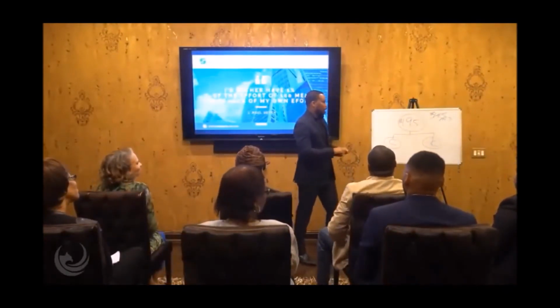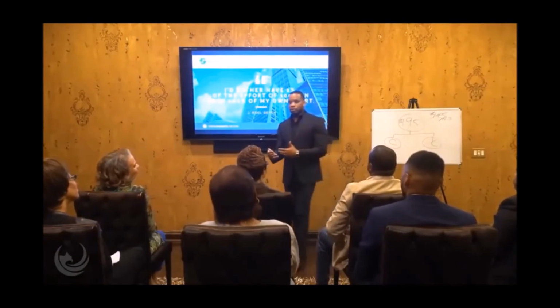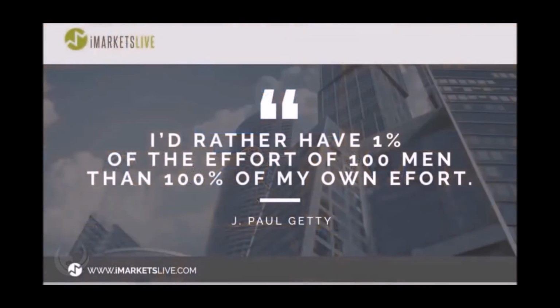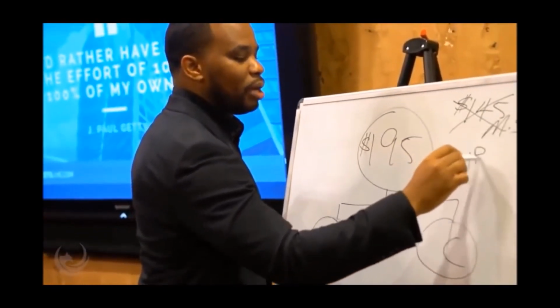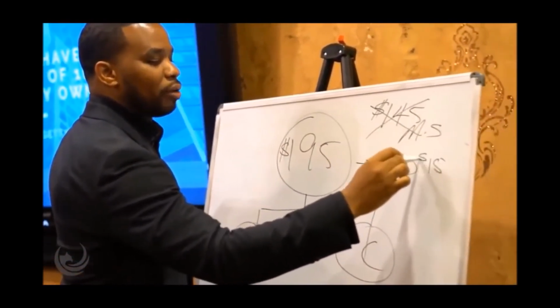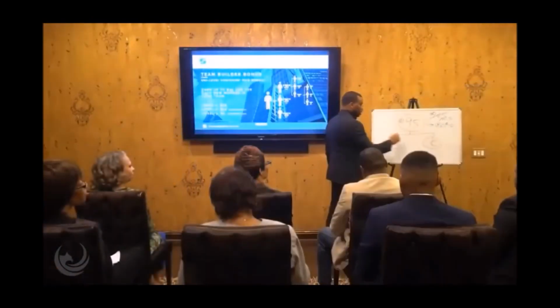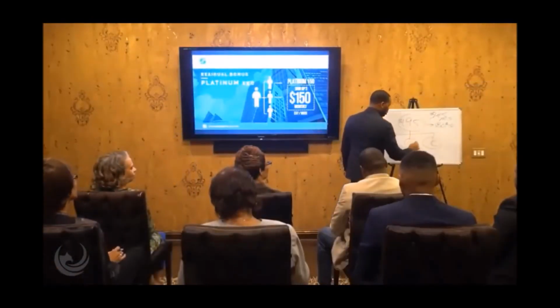Now, if you decided that you wanted to refer and actually build a business, J. Paul Getty says it best: I would rather have 1% of 100 people's efforts versus 100% of my efforts. The company says you can become an IBO. It's a $15 upgrade to become an IBO.